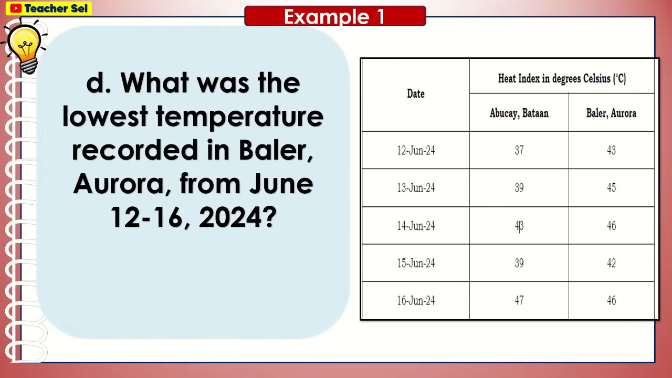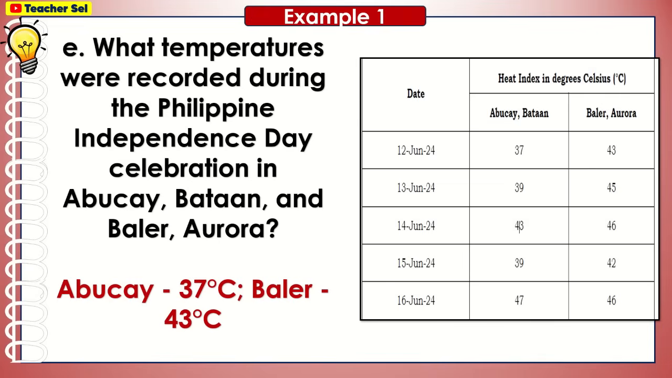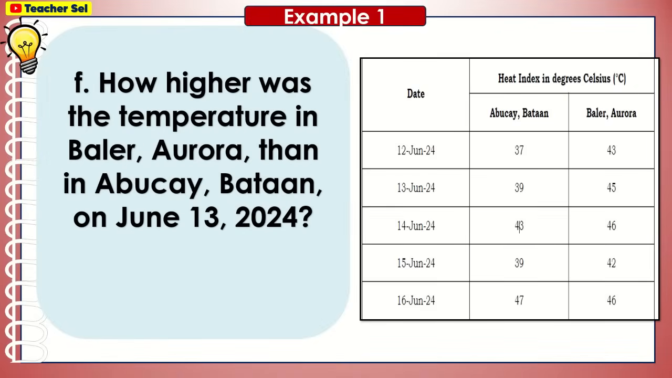What was the lowest temperature recorded in Baler, Aurora from June 12 to 16, 2024? 42 degrees Celsius. What temperatures were recorded during the Philippine Independence Day celebration in Abucay, Bataan, and Baler, Aurora? Abucay 37 degrees Celsius, Baler 43 degrees Celsius. How much higher was the temperature in Baler, Aurora than in Abucay, Bataan on June 13, 2024? 6 degrees Celsius.